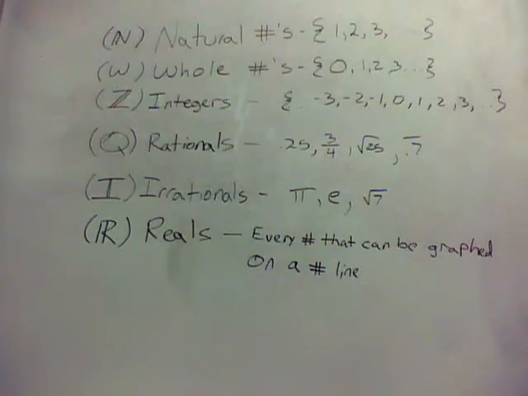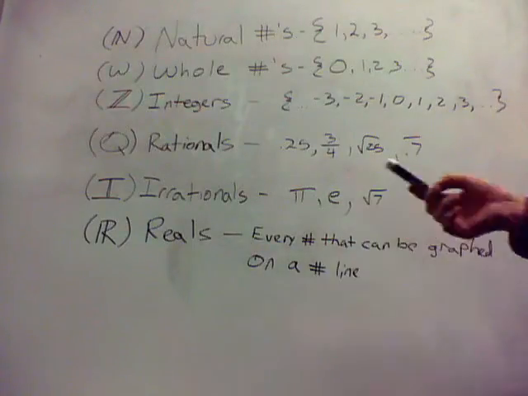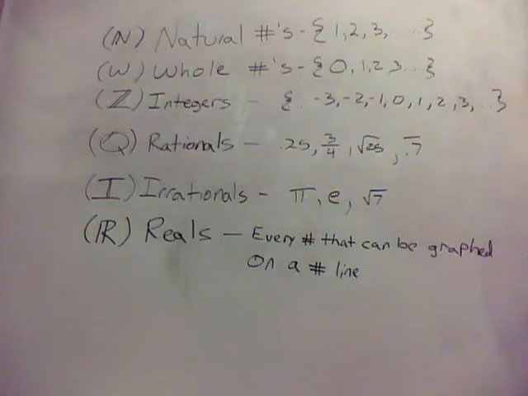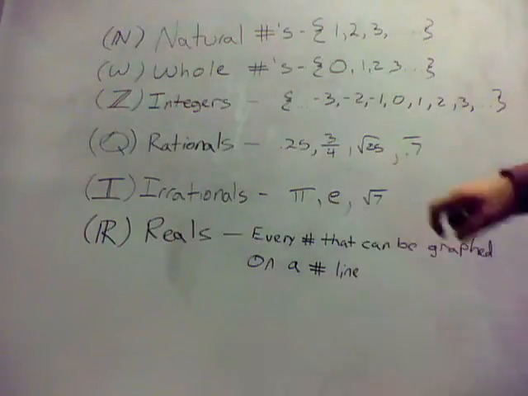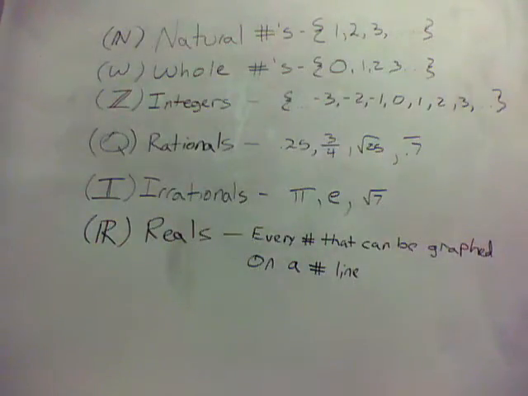Irrational numbers are those that don't repeat and don't terminate, such as pi, e, which we haven't discussed yet, but it's 2.71 and so on. It's in your calculator if you wanted to look at it real quick. And the square root of 7. Actually, the square root of any number that's not a perfect square, like 25, is an irrational number. Square root of 2, square root of 3, square root of 5, and so on.